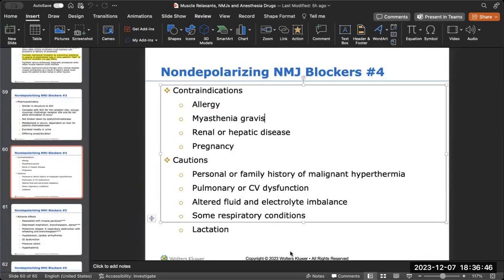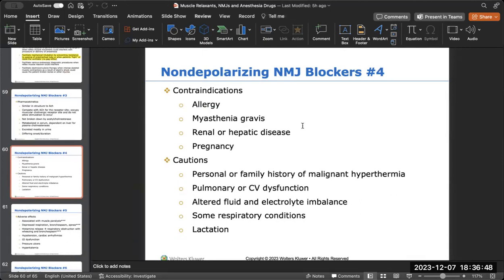Now, myasthenia gravis is a muscular autoimmune disorder where the muscles start to slow down. We usually give cholinergic drugs that act on the muscarinic, but these work on the nicotinic and actually block the muscles and make them slow down even more, which would not be good for someone who has myasthenia gravis. We're also looking at allergies and pregnancy as a contraindication.